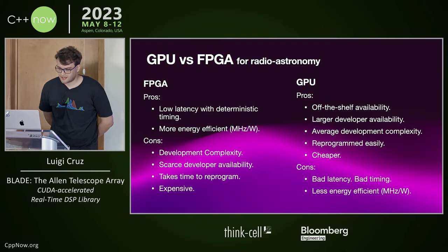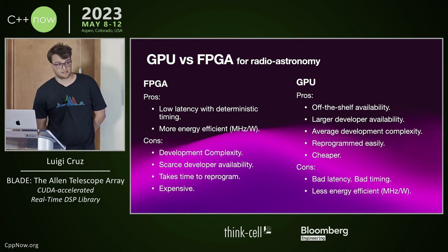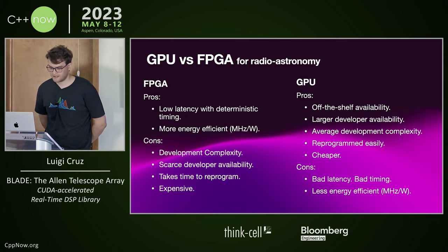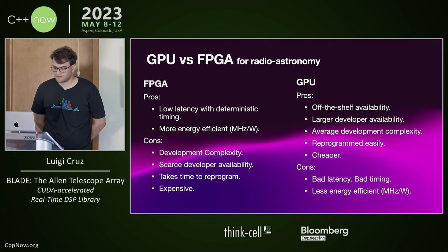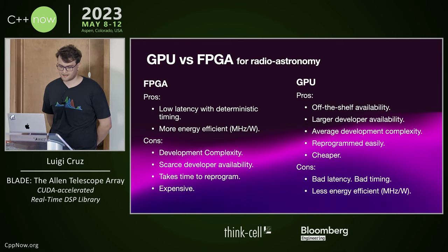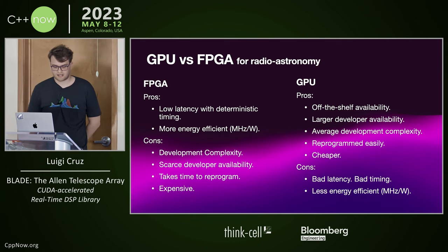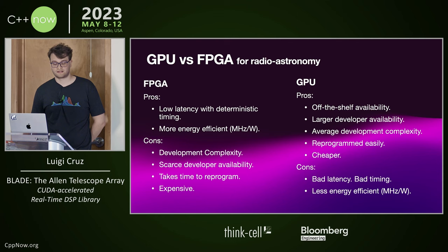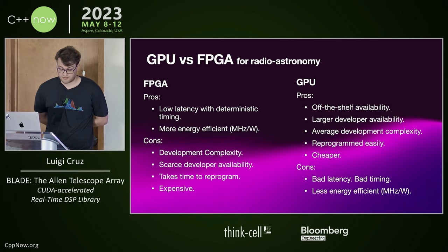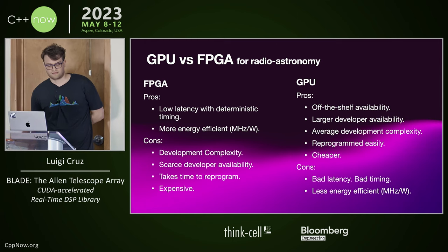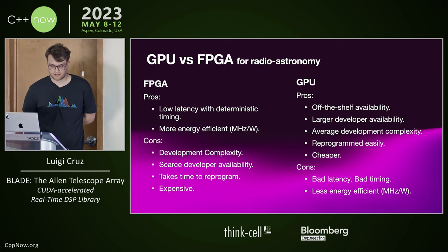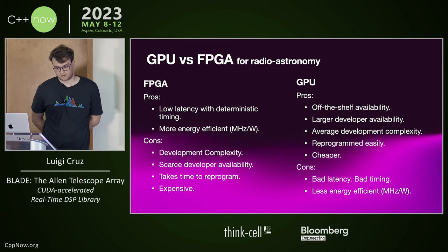In radio astronomy, there is a very heated debate between these technologies. On one side, you have very conservative institutions that want to keep doing things as they have done for decades. On the other side, there are new technologies that matured in the last 10 years, like GPUs, where processing can be done using a more forgiving language than HDL and at a lower cost.